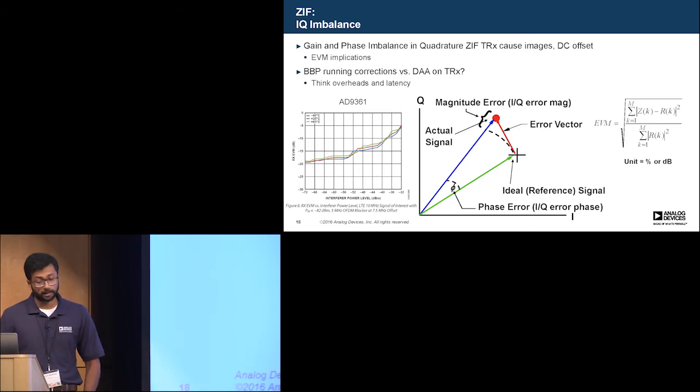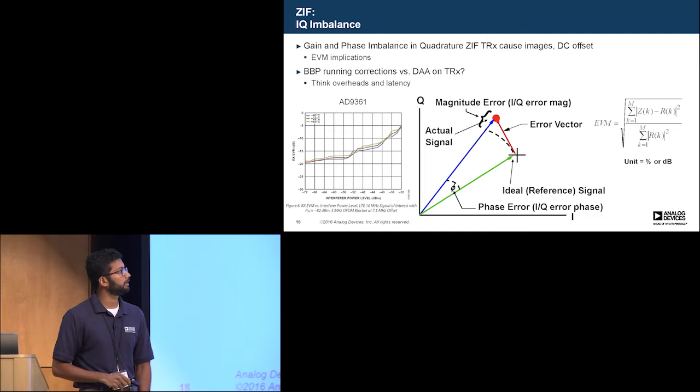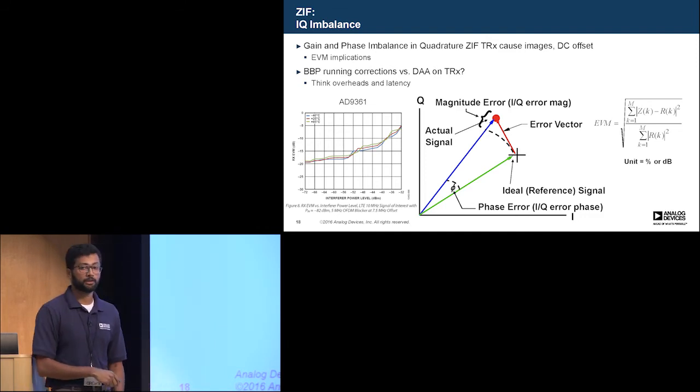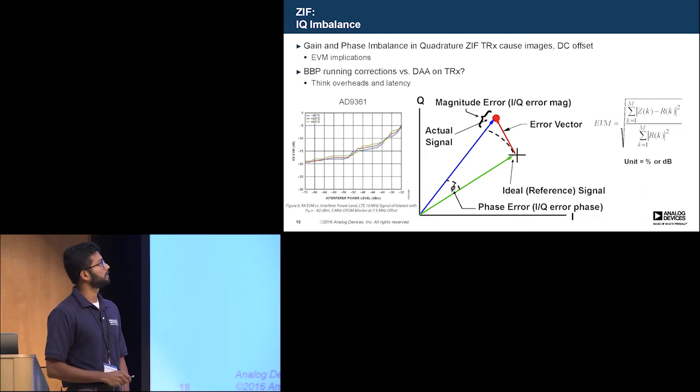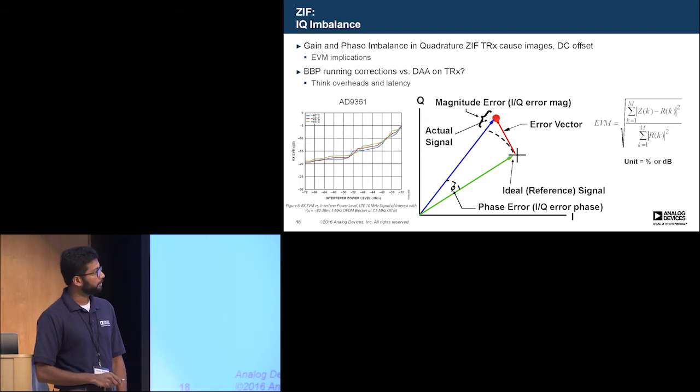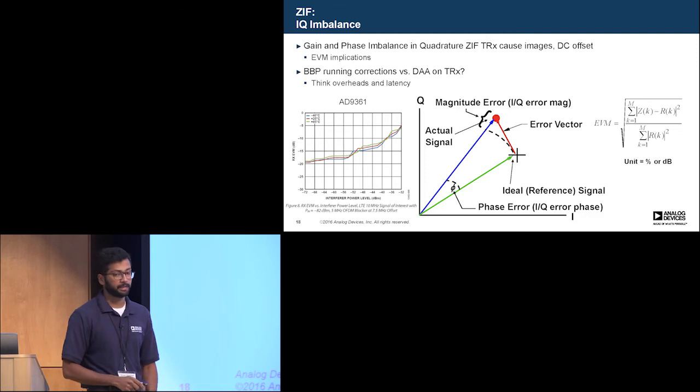To measure IQ imbalance, this is what we use as a metric to decide whether you have good IQ balance or not. That's the error vector magnitude. That's your desired constellation point, but that's your measured point. You have a magnitude error and a phase error, which is typically expressed in percentage or dB as the EVM.